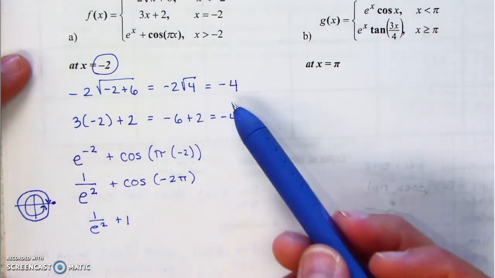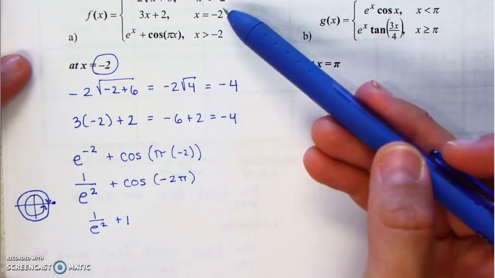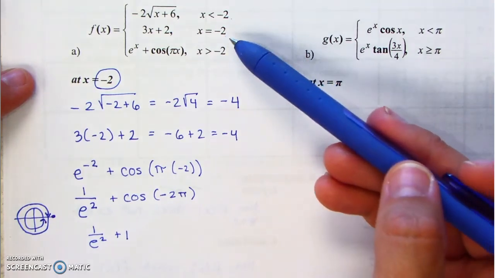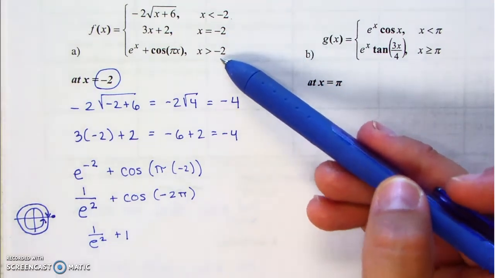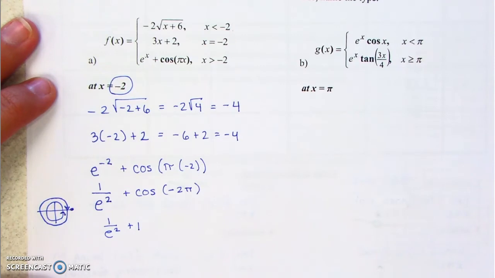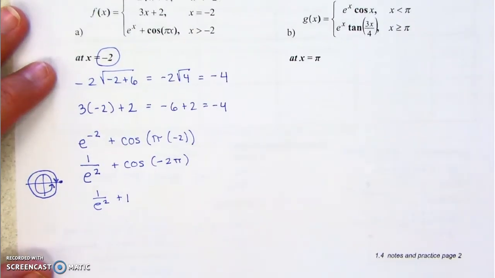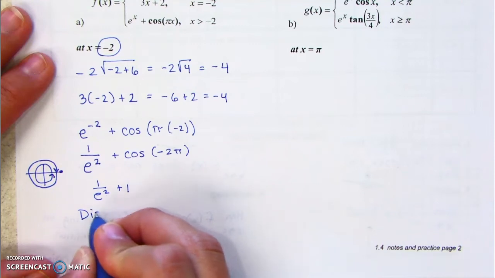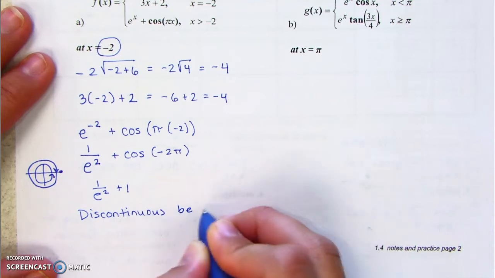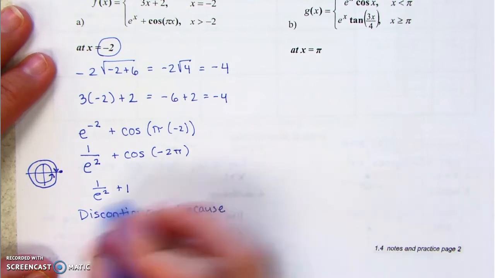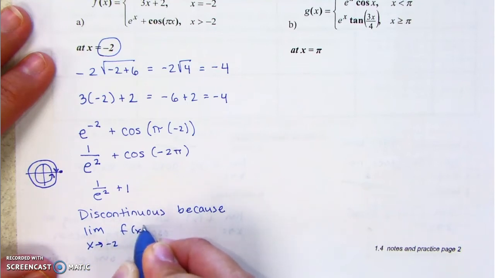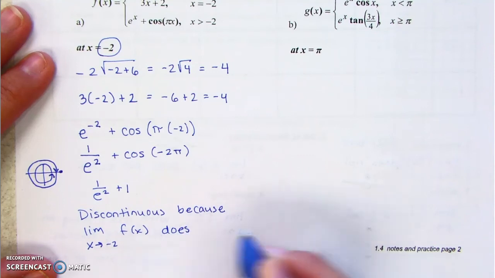Anyways, what do you guys think? Is this continuous? Are all the limits the same? The limit from the left does equal the point, but it doesn't equal the limit from the right, because the limit from the right is 1 over e squared plus 1, not even close to -4. Okay, so what's our conclusion here? We're going to say discontinuous because the limit as x approaches -2 of the function does not exist.